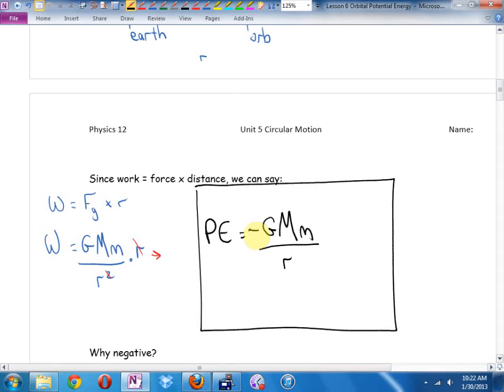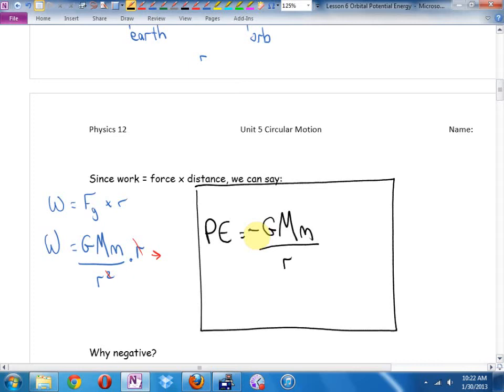And I wrote here, why negative? Well, who's in calculus? It's negative because when you take the integral of the force equation, you end up with a negative sign in front. Okay. Sadly, I can't use that explanation. Why is it negative? Well, look at my tennis ball here. When I lift it up, I give it potential energy.